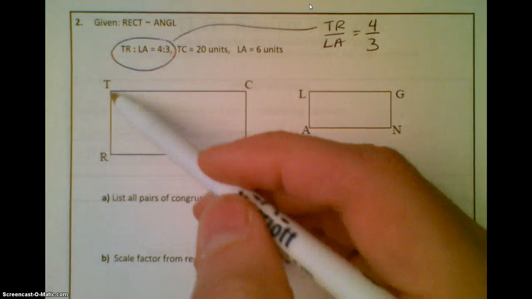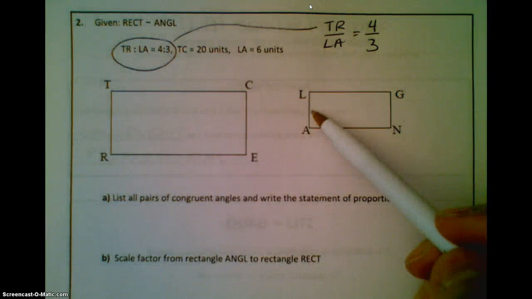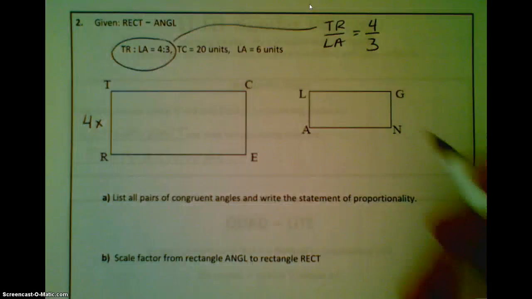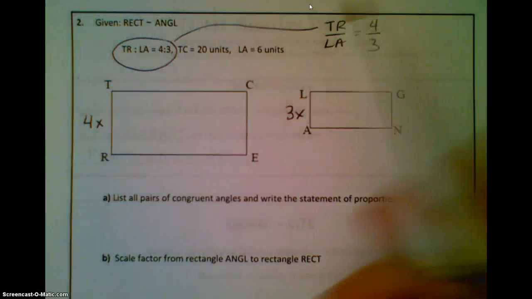So if I look at my picture, I've got TR over here and LA over here, so even though this is not 4 and this is not 3, they're going to be some multiples of 4 and 3. So we're going to let that be a 4x, and we're going to let that be a 3x.